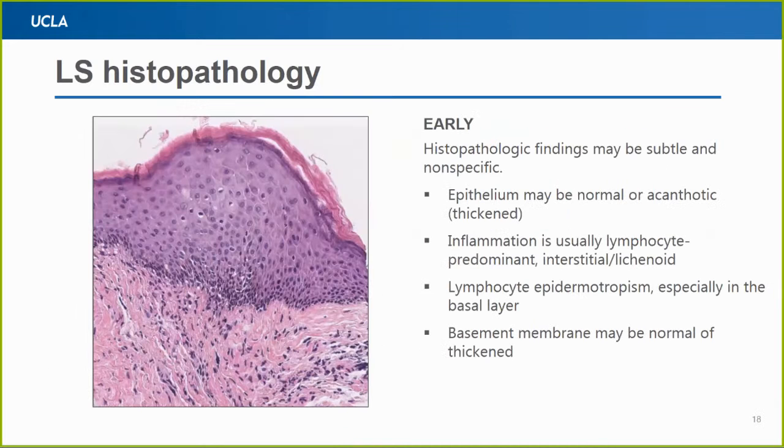In early LS, microscopic findings may be subtle and thick. Instead of atrophic epidermis, it may be normal thickness or even acanthotic or thickened. An obvious zone of sclerosis may not be seen. So we need to rely on other clues such as band-like lichenoid lymphocyte-predominant inflammation at the basal layer of the epidermis. Basement membrane may be thickened in some cases, which would be helpful.